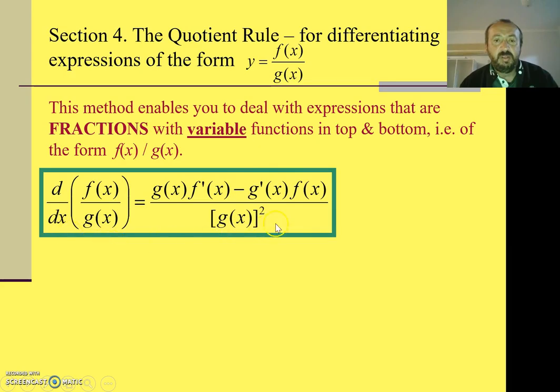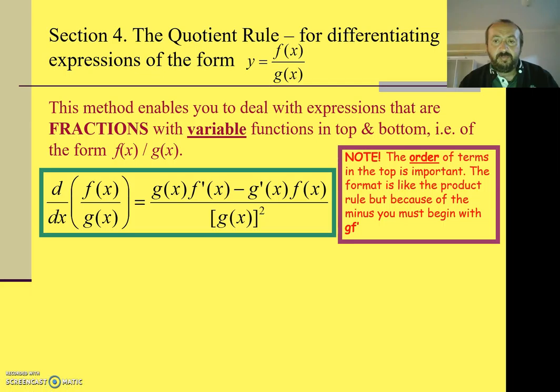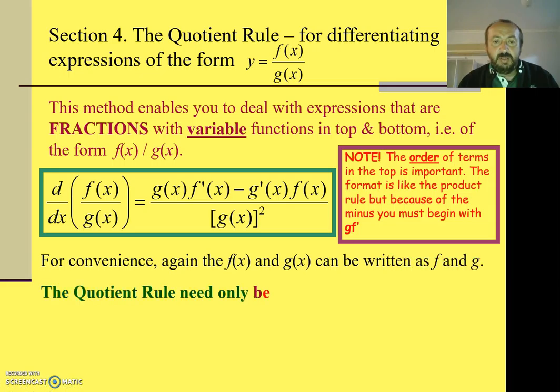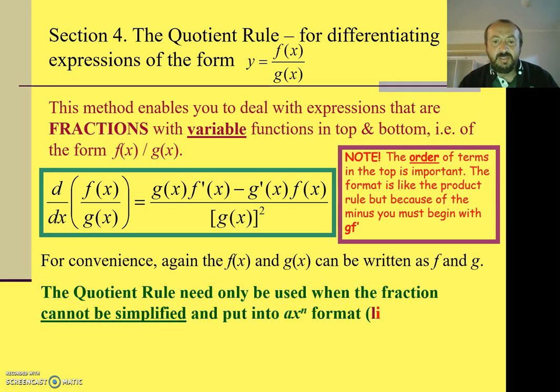We're not going to prove it at this level. Might do that next year. The order of terms in the top is important. You must remember the order because of this negative sign. It starts off with g of x times f dash, take g dash f of x. Because of that minus sign, the order is important, whereas with the product rule, the order wasn't important. Use the quotient rule only when the fraction cannot be simplified.